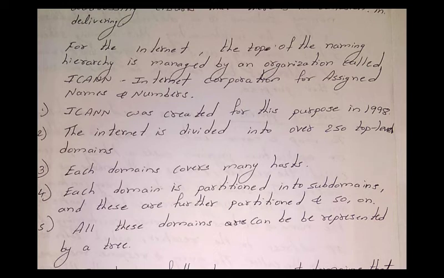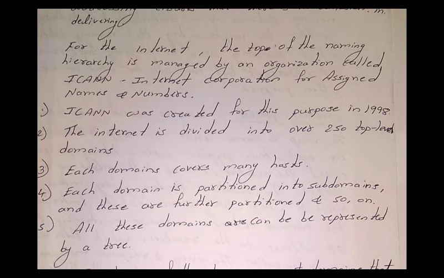ICANN was created for this purpose in the year 1998. The internet is divided into over 250 top level domains. Each domain covers many hosts.